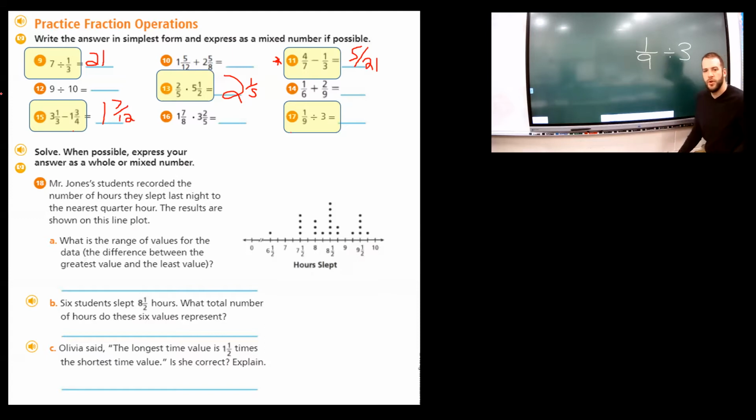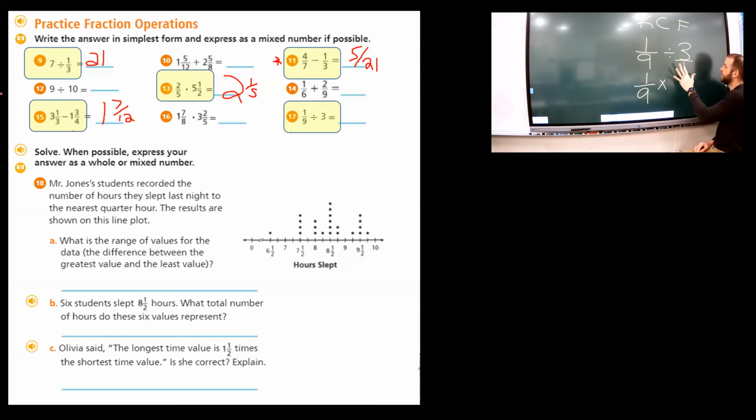We have division with fractions. No, Kentucky Fried Chicken. KFC. Keep, change, flip. Keep 1/9 the same. Change the sign and flip it.